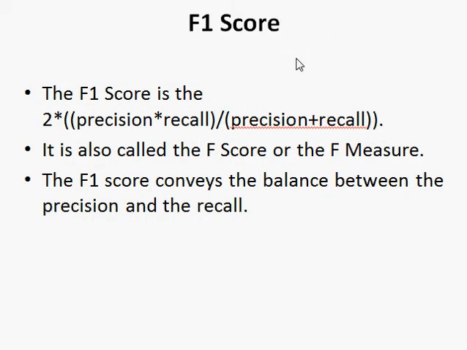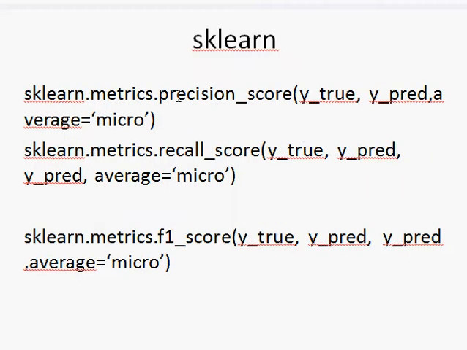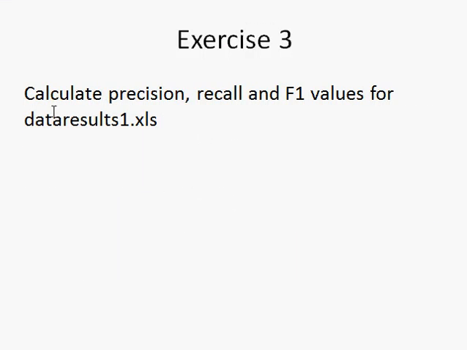And then the F1 score is basically combining those two into one number. There's different F scores. The F1 score means you're giving the same weight to both precision and recall. There's other F scores that would increase the weighting on one or the other. In our case we're just going to use F1 scores. In order to calculate these values for a particular set of data, we have the methods precision score, recall score, and F1 score. And I'm going to ask you to try those with the data from data results 1 and see what values you're getting.